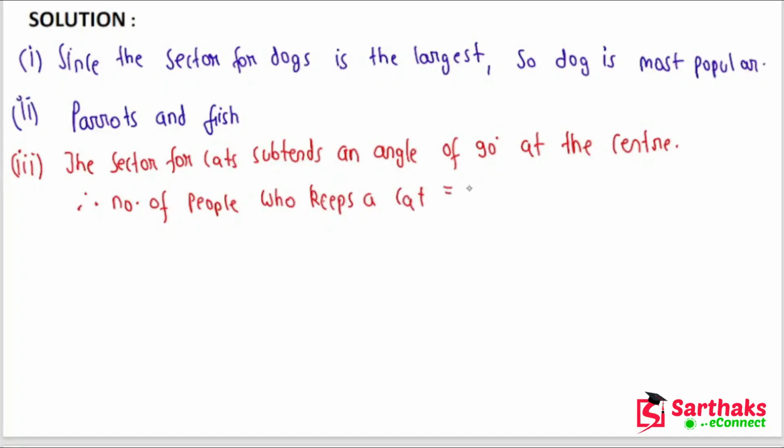Now what is the fraction of people? The fraction is nothing but 90 degrees upon 360 degrees, that is 1/4 of the total people we have asked who keep a cat. Now how many people have we asked? 80 people. So just multiply this fraction by that. 1/4 of 80 would be 20. So 20 people, that is 1/4 of the total people we asked, keep a cat. So it was that easy.